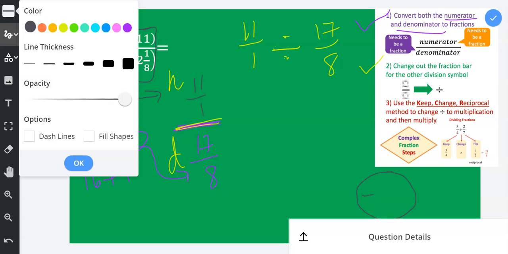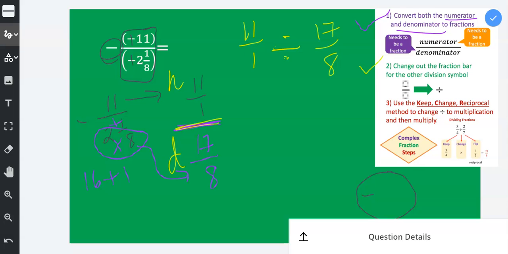Step 3 says, use the keep change reciprocal method to change division to multiplication and then multiply. So we need to keep this first fraction. So we leave that fraction alone, the 11 over 1. We change the division to multiplication, and then we record the reciprocal of 17/8, which is 8/17.